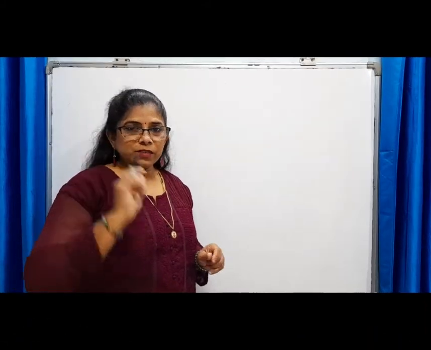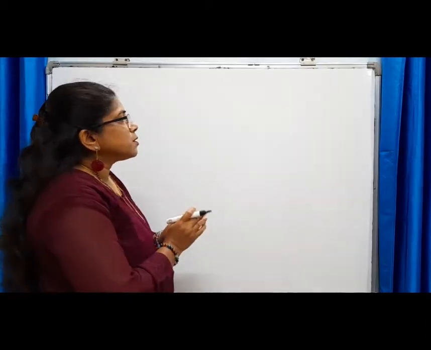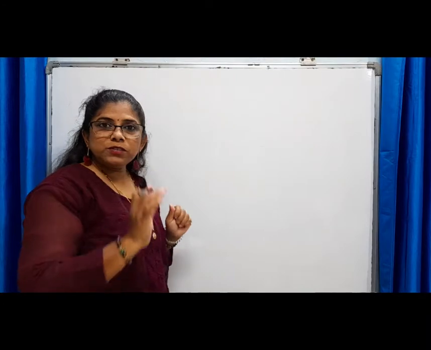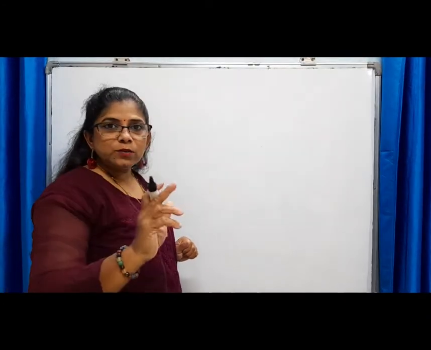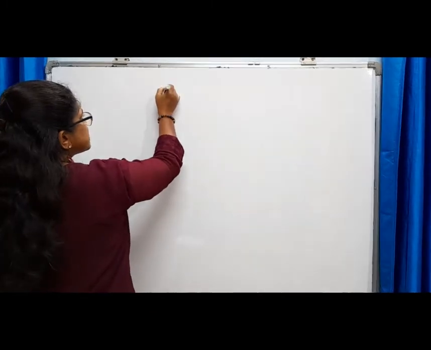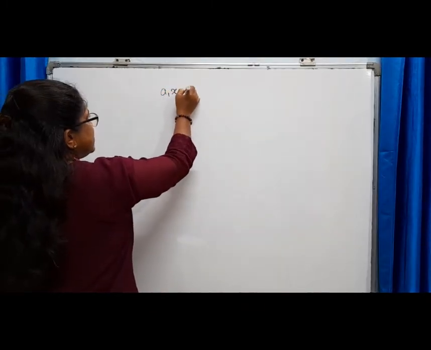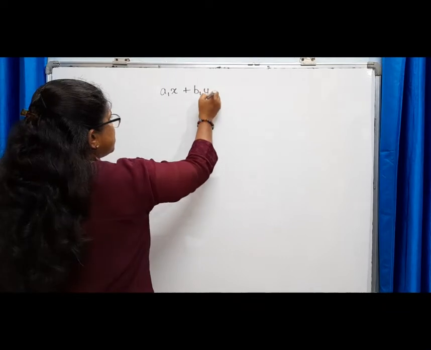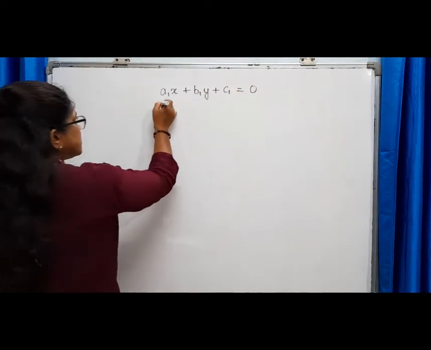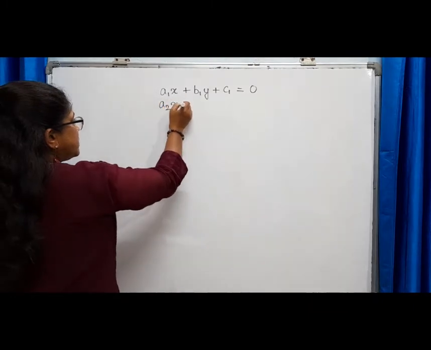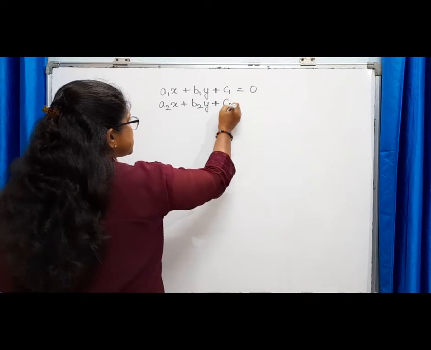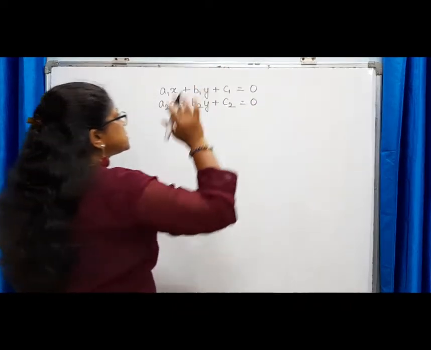Pair of linear equations in two variables. The first thing we have to do in this method is, when we get the two equations to solve, we have to write those equations in general form. Now general form of the two equations: a1x plus b1y plus c1 is equal to 0, a2x plus b2y plus c2 is equal to 0.